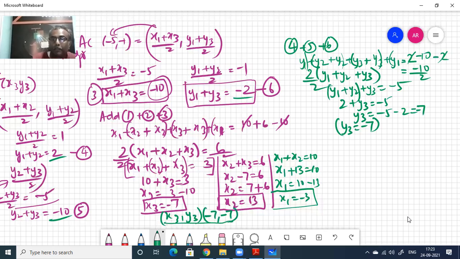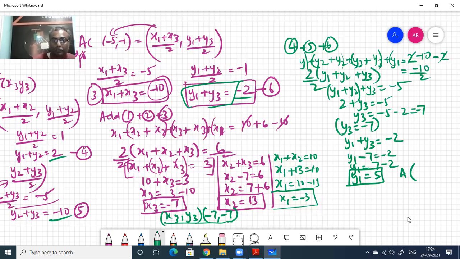Now from that, let us find y2 or y1. y1, take this one, y1 plus y3 is equal to minus 2. So y1 minus 7 equal to minus 2. y1 is equal to 7 minus 2. That is equal to 5. So y1 is equal to 5. So a is equal to, already x1 we got, x1 is minus 3. Minus 3 comma 5. And c is equal to minus 7 comma minus 7.